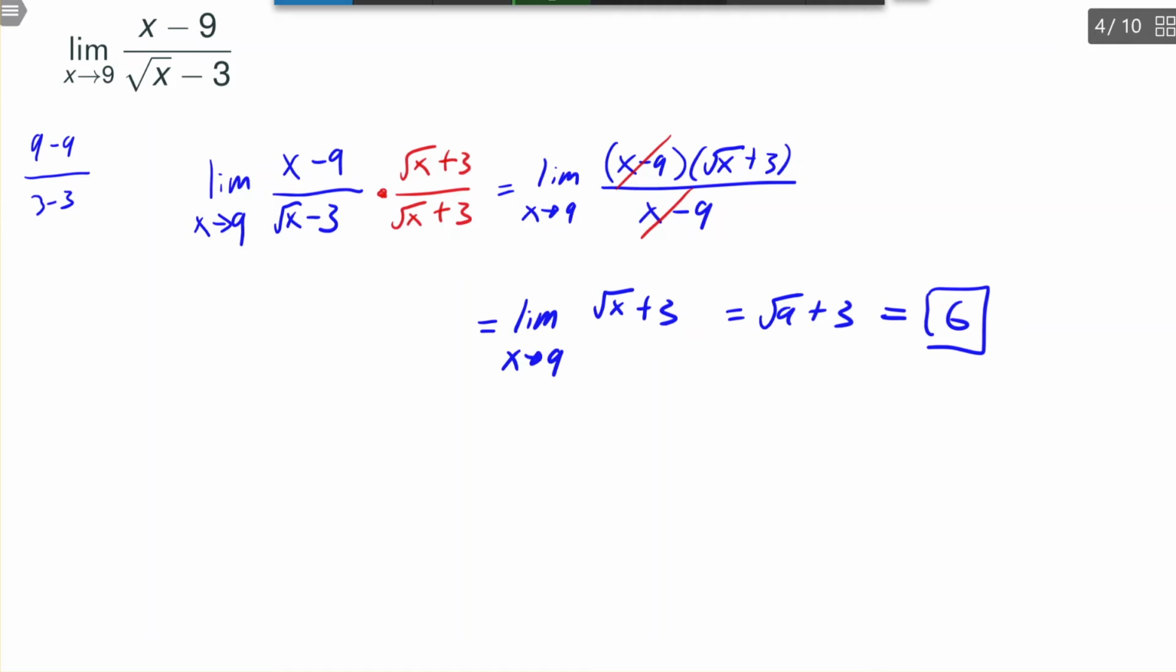Okay, let me highlight here. Keep writing the limit sign until we evaluate the limit. So from here to here is when we actually evaluate the limit. So that's why we don't see the limit sign here.